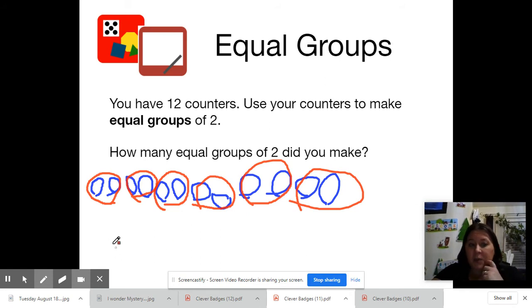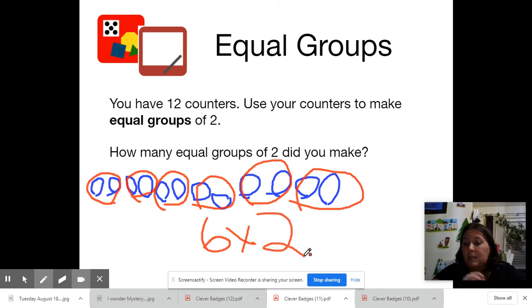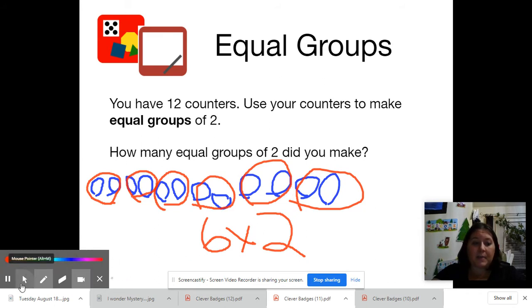And how many equal groups did we make? 1, 2, 3, 4, 5, 6. So we made 6 groups of 2. So this is showing 6 times 2, or 2 plus 2 plus 2 plus 2 plus 2 plus 2. And we can figure that out: 2, 4, 6, 8, 10, 12, right? We could absolutely figure, I almost forgot my favorite part.